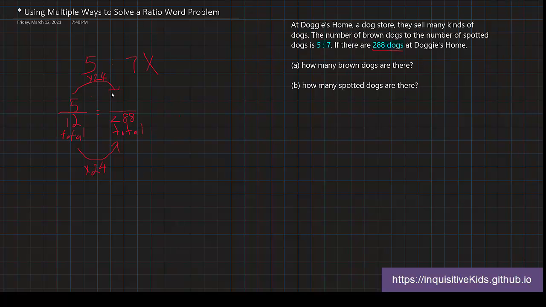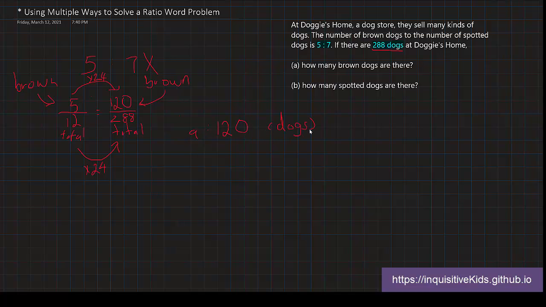And 5 times 24 is 120. That means that if this 5 represents the amount of brown dogs per 12 dogs, then this 120 also has to represent the amount of brown dogs, but just for the amount of brown dogs in every 288 dogs. So we solved the first problem, and the answer is 120 brown dogs.